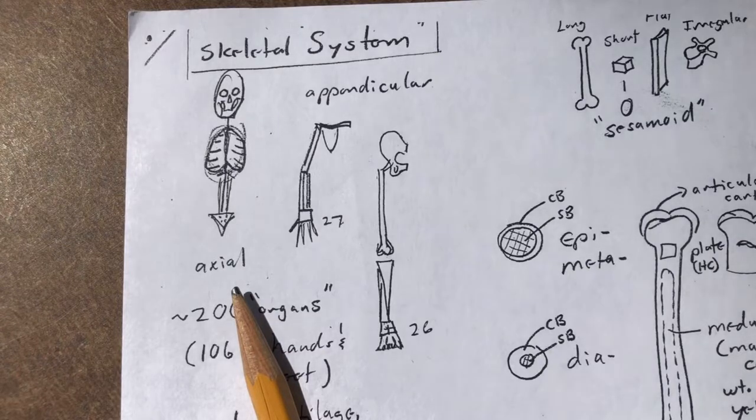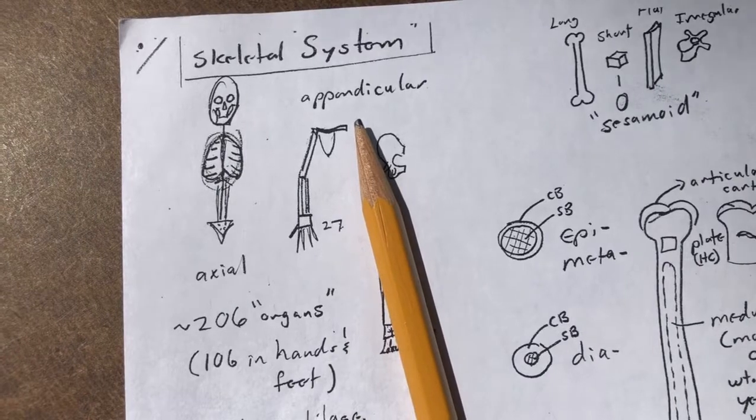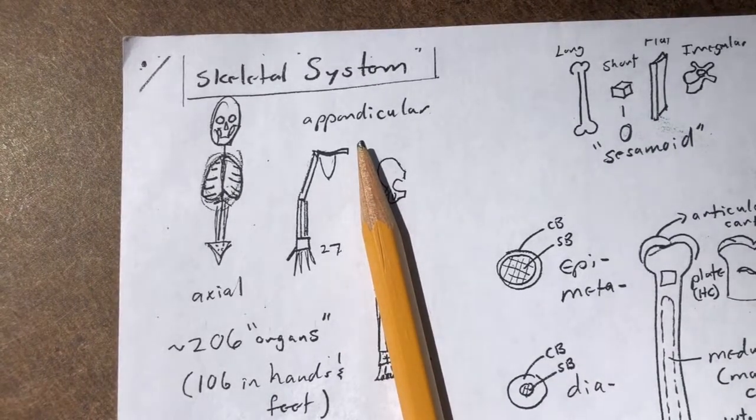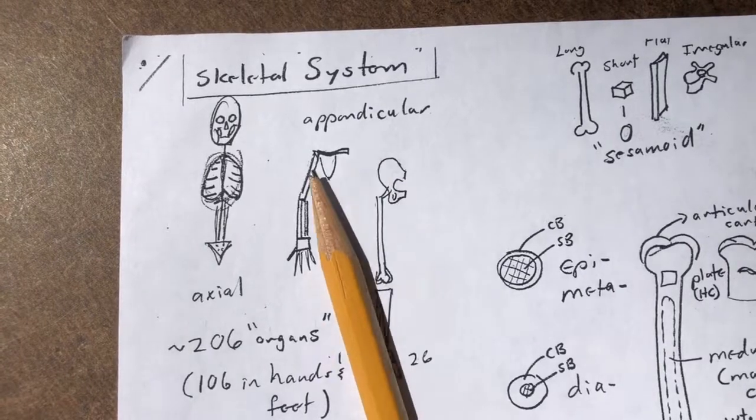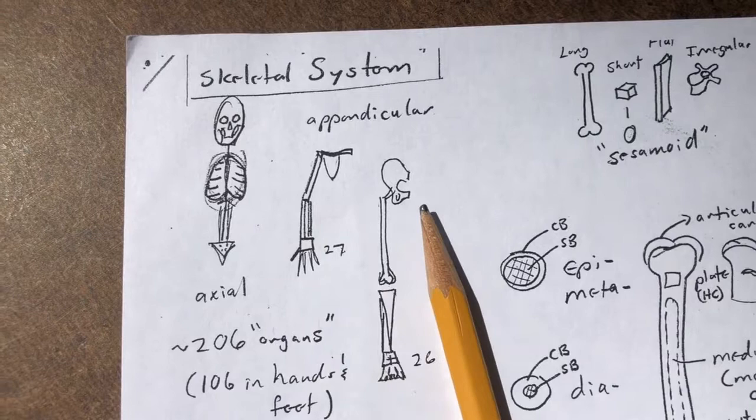For the appendicular skeleton, those are the bones that are attached to, appendix, or on the edge or attached to, the axial skeleton. And they include the bones of the arm, the bones of the leg, and of the girdles of the body.